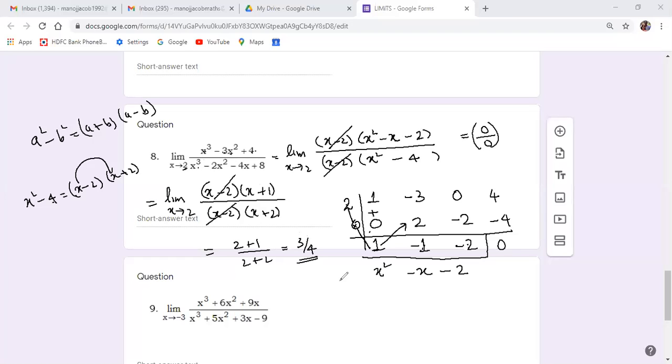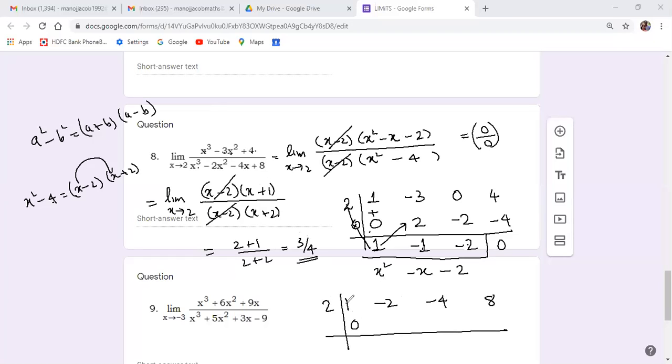Let's try once more with this one. Coefficient of x cube is 1. 1. x square minus 2. x minus 4. Then 8. We have to divide with which number? 2, the limit. Limit is not 3. Limit is 2.